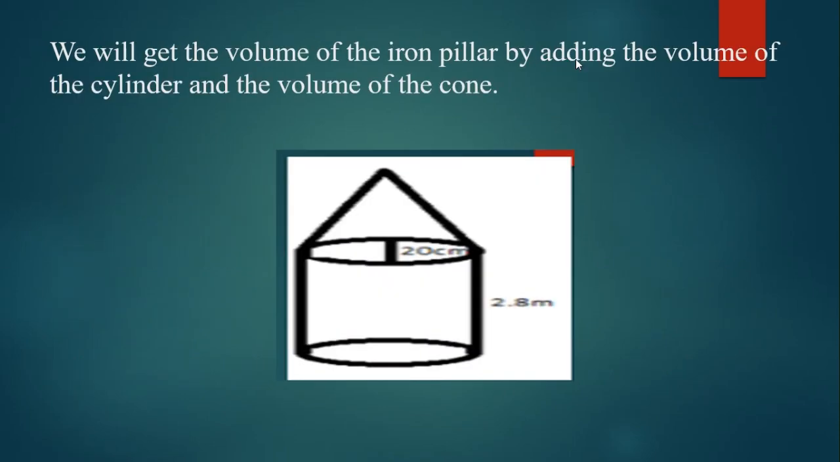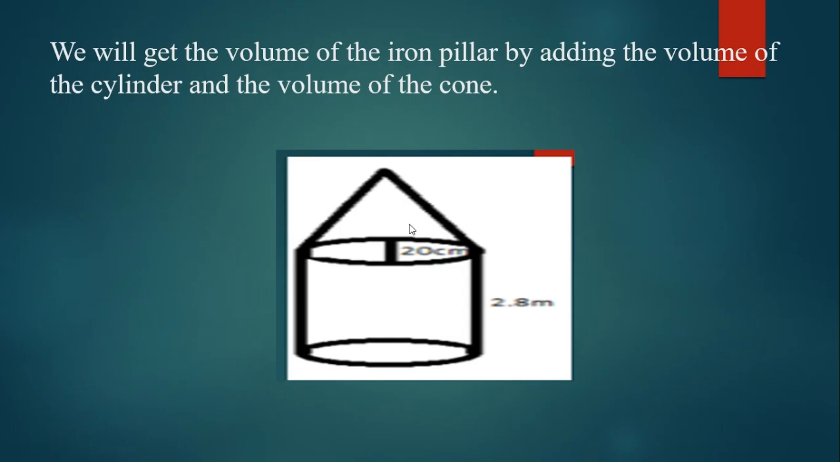Now, how will we get the volume of the iron pillar? We will get the volume of the iron pillar by adding the volume of the cylinder and the volume of the cone. It is very easy. By observing the structure itself, we can say that when we are able to find the volume of the cylinder and the volume of the cone, it is very easy for us to find the volume of the iron pillar by adding them simply.